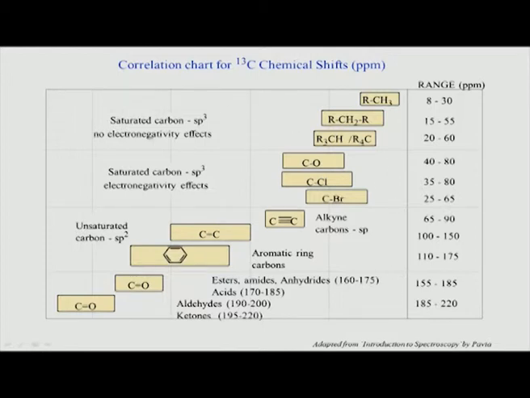So, the first zone was basically the aliphatic carbons, which are sp3 hybridized. Now if you look at the next zone, because of the electronegative atoms such as oxygen and halogens attached to carbon, these carbons come somewhere in this zone. So, you can see here for carbon bound to oxygen, for example in alcohols or esters, that particular carbon comes somewhere between 40 to 80 ppm.